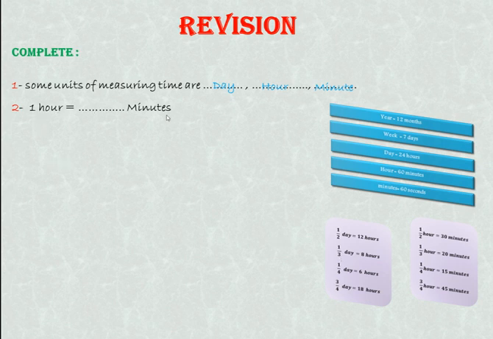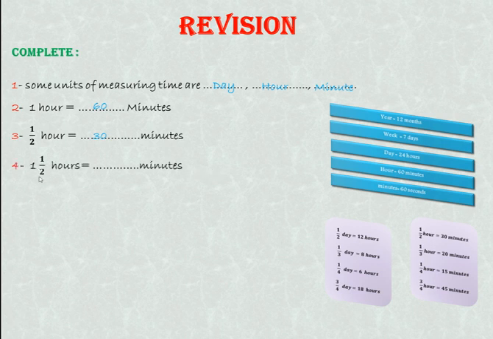Now, 1 hour equals what? 60 minutes. But what about half hour? Half hour, we divide 60 by 2, then we get 30 minutes. Number 4, 1.5 hours equals how many minutes?